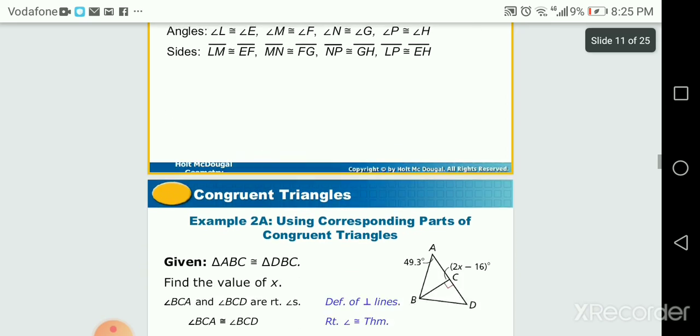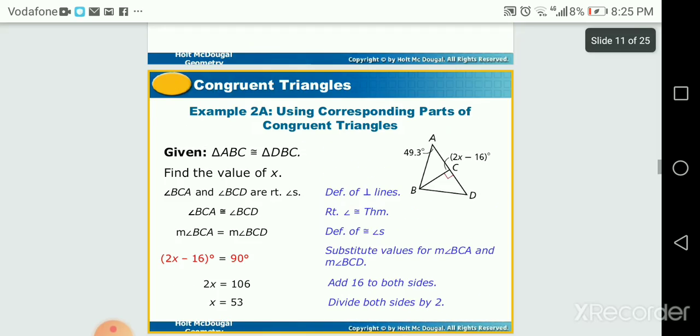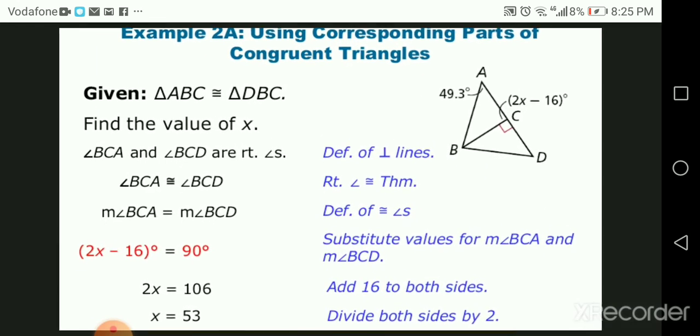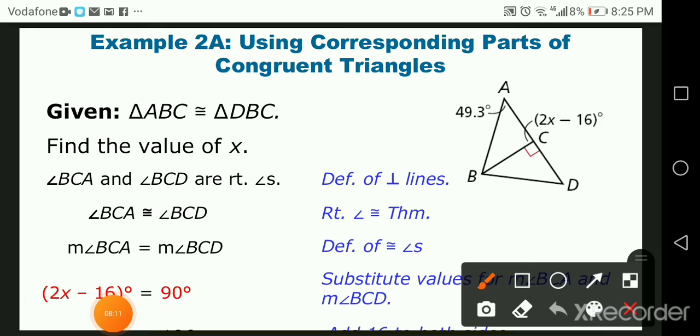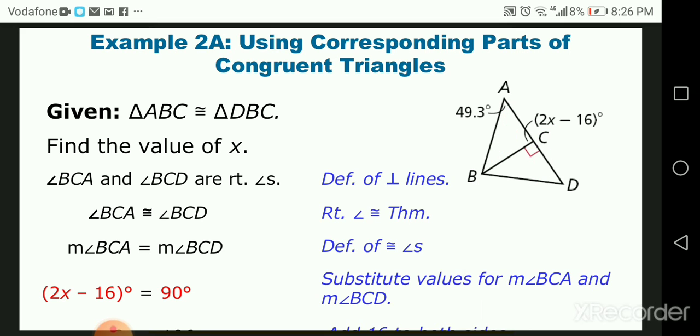Let's complete. I have here this example and it seems an interesting one. So, using corresponding parts of congruent triangles. Let's see. I have here triangle ABC. Can you see ABC? And it's given congruent to DBC. They are two congruent triangles. Find the value of x. Okay, how can I do so?